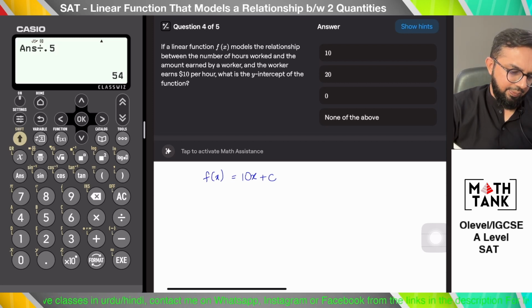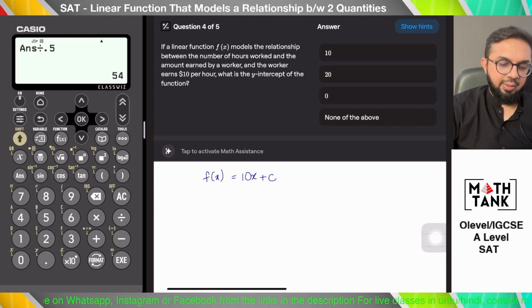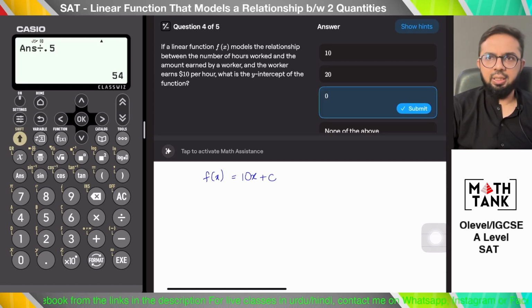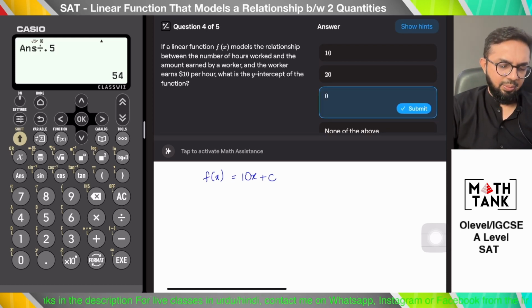It says between the number of hours worked and the amount earned by a worker, and the worker earns 10 per hour. So what is the y-intercept of the function? It's going to be 0. Why? Because he doesn't earn a flat fee. It doesn't say anywhere in the question that there's a flat fee involved.